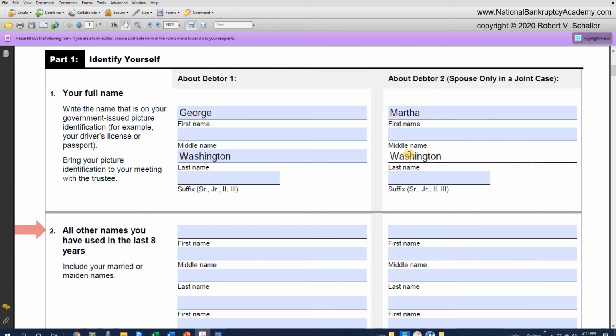Now line 2 says, list all other names that the debtor has used in the last 8 years, including any married or maiden names. So for example, if George Washington had a nickname like Gabby, or just an abbreviation like GEO, you'd include that name. The reason you do that is they want to make sure that creditors can identify who in fact is actually filing the bankruptcy. So for example, if George Washington completed a loan application using the name Gabby Washington, then it would be difficult for the creditor to realize that this George Washington who's filing the bankruptcy is the same as the Gabby Washington that was a lessee under, say, a car lease. So let's use Gabby Washington under line 2.